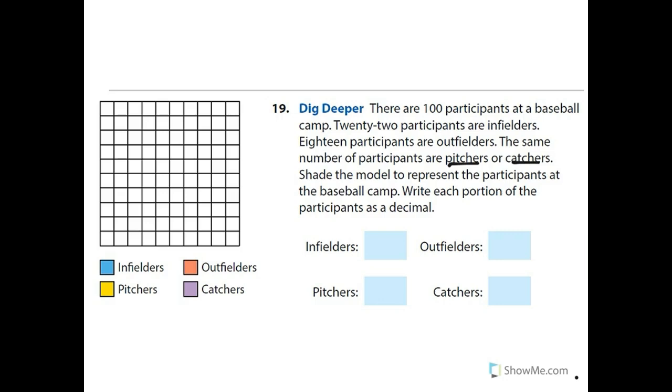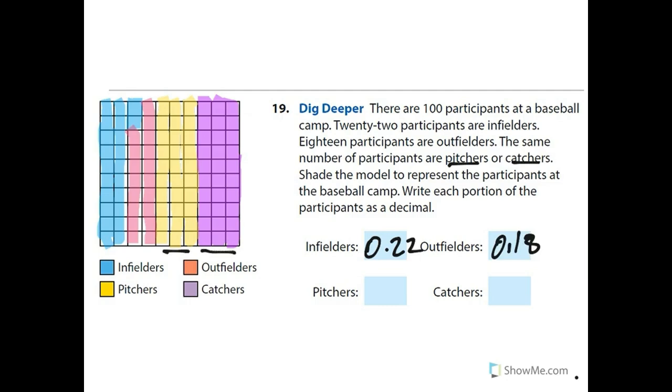Alright, I'm going to pause this and shade in. So here I go. Alrighty, so with the infielders, we've got 22 hundredths. The outfielders would be 18 hundredths, and the same number are pitchers and catchers, or 30 each. 30 hundredths. Oh, I didn't put a 0 in front of there, and that's okay, 30 hundredths.